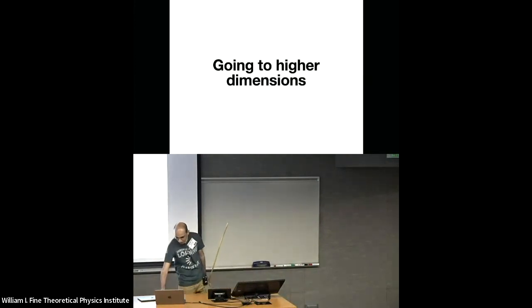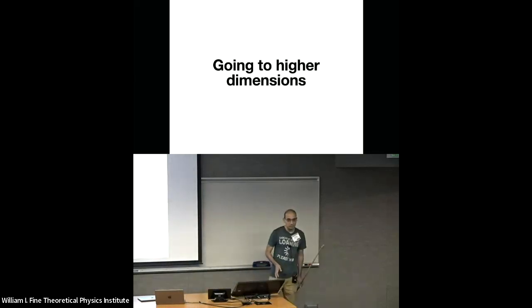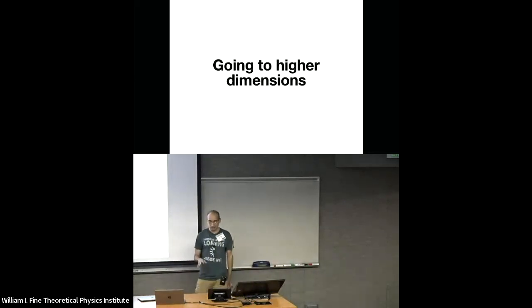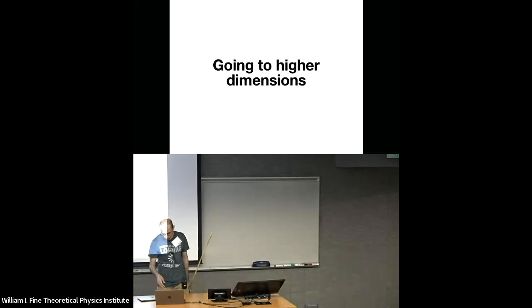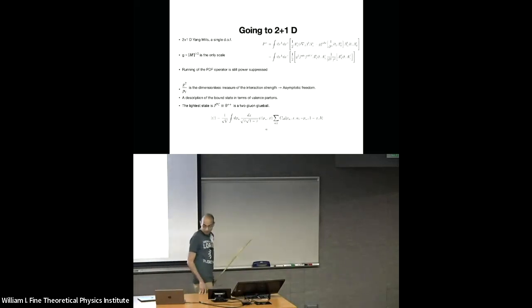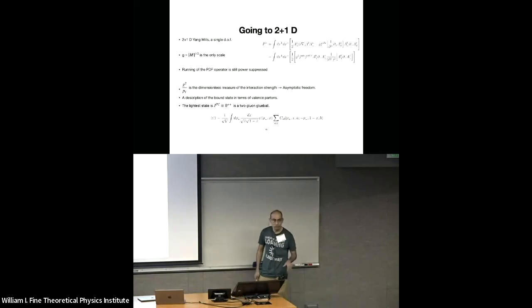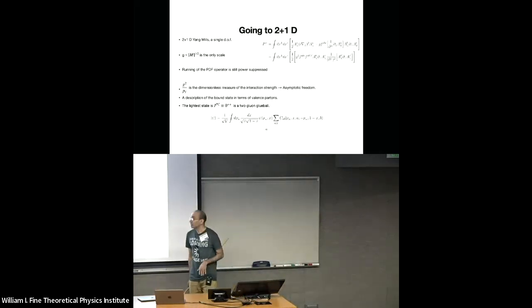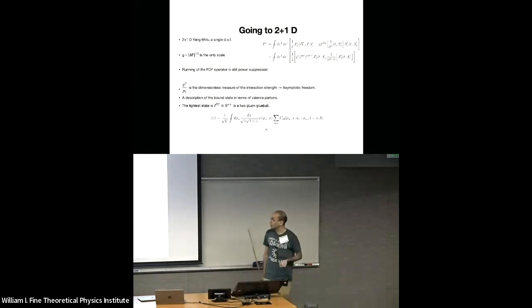Okay, in the couple of minutes left, maybe I can talk about how you would possibly apply any of these ideas to higher dimensions, which is very much a work in progress. And I would love to have input from people here who are probably far more experienced in this field than I am. So what we decided to look at was 2+1D Yang-Mills, simply because it had only a single degree of freedom and a single scale once I fix the gauge. So in terms of the number of degrees of freedom, it's pretty small. The gauge coupling is the only scale in the problem, which now scales as m to the power half. But the running of the PDF operator is still suppressed.